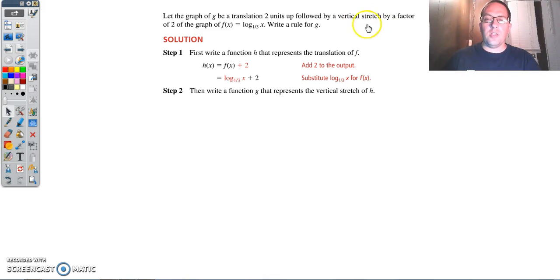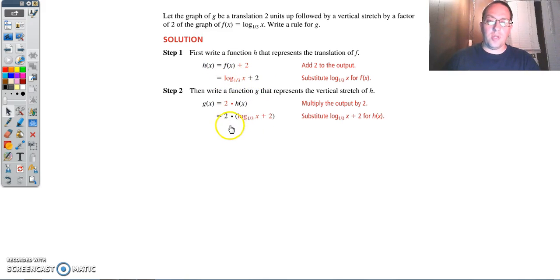Next, we're going to take care of this vertical stretch by a factor of 2. Well, let's see, vertical, so that's going to be on the outside of this. So it's going to apply to the entire thing. Stretch, this puts this in the A position, and so we're just going to multiply everything by 2. So it's 2 times this h of x stuff that we got right here.